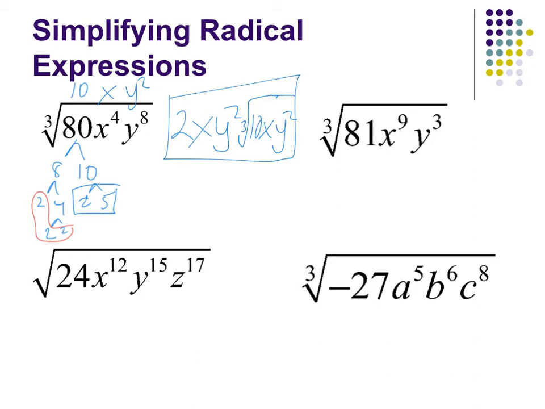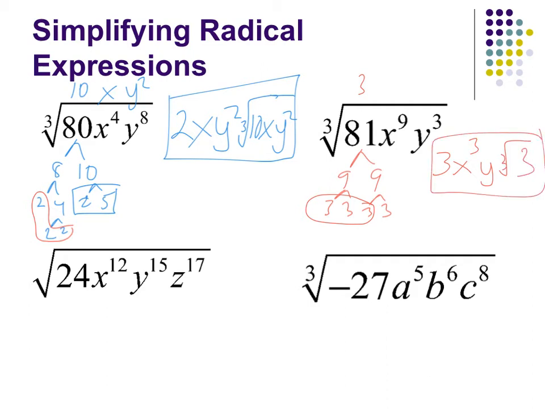Let's try another. Let's factor tree that 81. So my group of 3 3's there, so a 3 comes out. I'm left with a 3 in the radical. Group of 3 x's. There's 3 groups of 3. Group of 3 y's. There's one group of 3. Again, nothing left for either of those. So then I'm just left with the cube root of 3. And there's my final answer for that one.